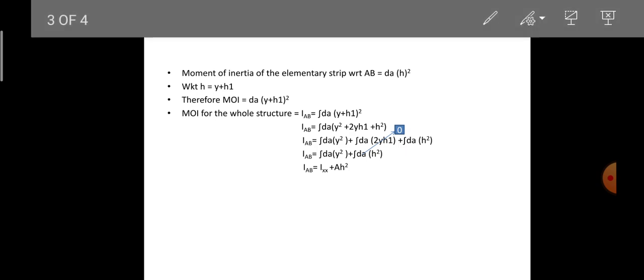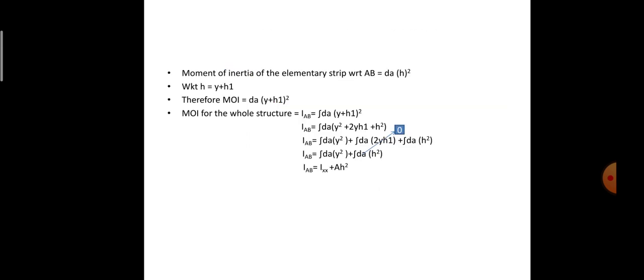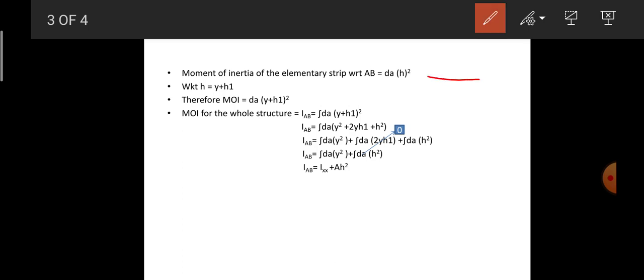Next, as we know from the diagram itself, h is equal to h1 plus y. I consider this as equation 1. If I substitute this, the moment of inertia for the elementary strip will become dA into (y plus h1) whole square. So it is in the form of (a plus b) whole square. So this is the moment of inertia for the elementary strip.